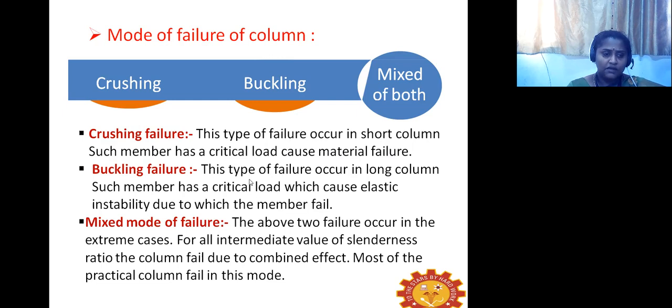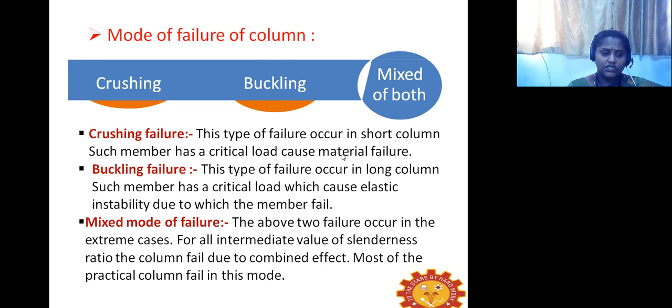And the next type is buckling failure. This type of failure occurs in long columns. Such a member has a critical load which causes elastic instability, due to which the member fails.